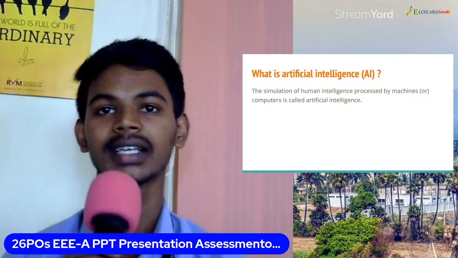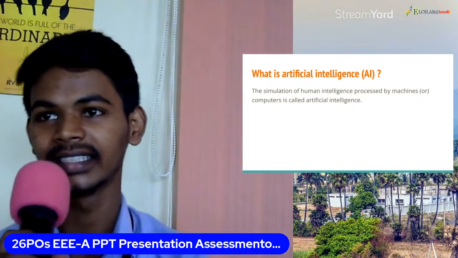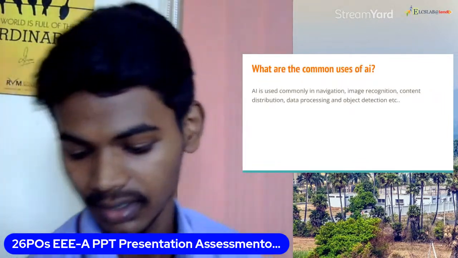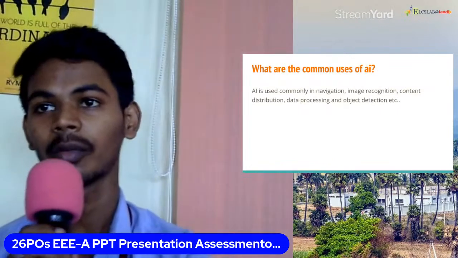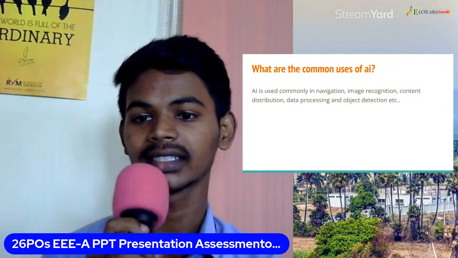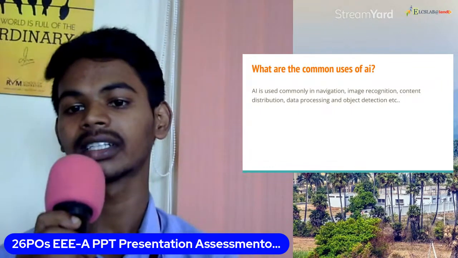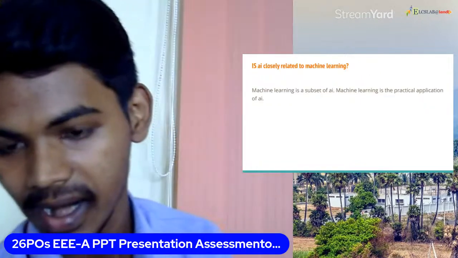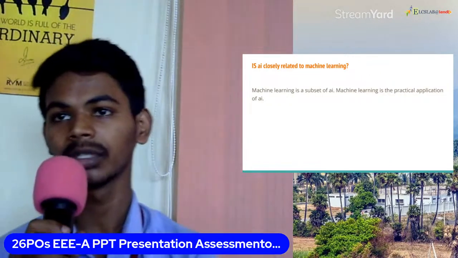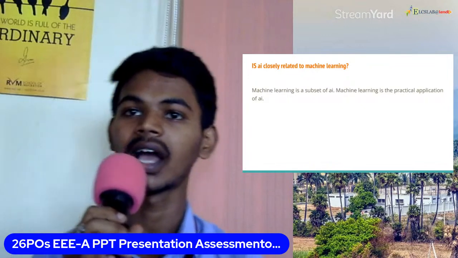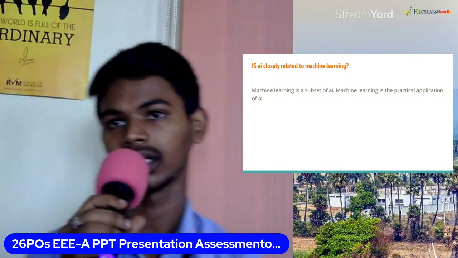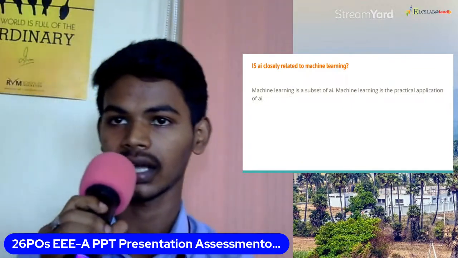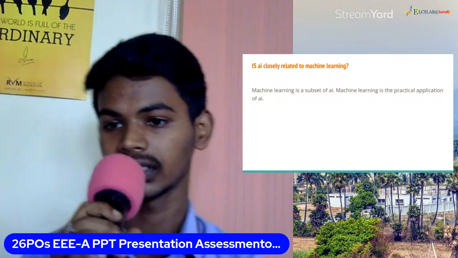What is artificial intelligence? The simulation of human intelligence by machines or computers is called artificial intelligence. What are the common uses of artificial intelligence? Artificial intelligence is used for image recognition, data processing, and object detection. Some people confuse artificial intelligence and machine learning, but they are closely related. Machine learning is a subset of artificial intelligence. It is software developed from artificial intelligence.